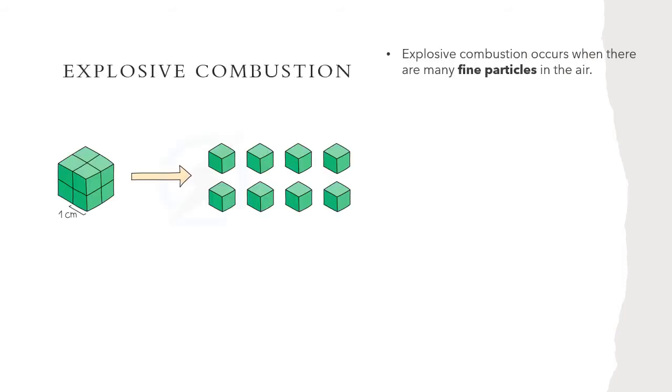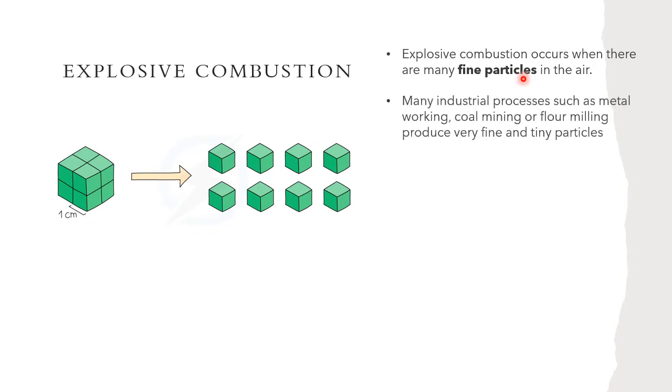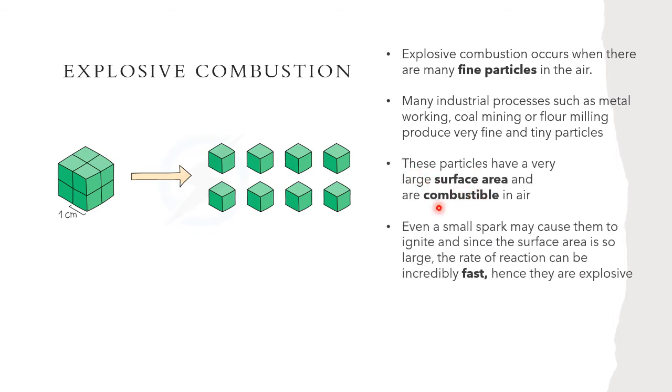Okay, this is explosive combustion. Explosive combustion occurs when there are many fine particles in the air. So fine particle ni kita nak relatekan dia dengan size of particle lah kan. Many industrial processes such as metal working, coal mining and flour milling produce very fine and tiny particles. Therefore, these particles have a very large surface area and are combustible in air.